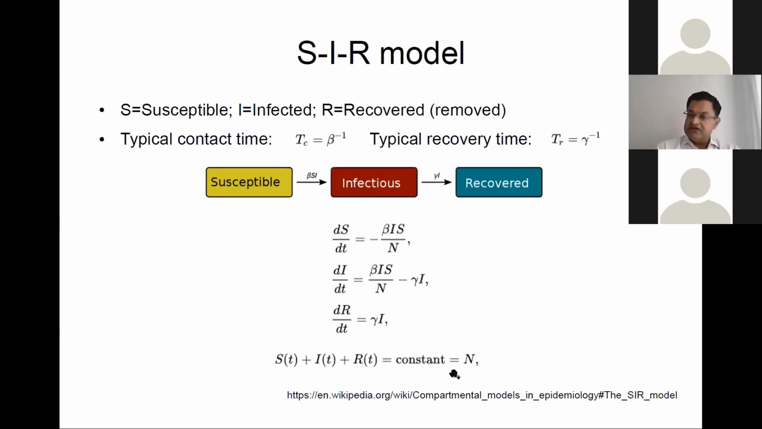Having an equation like this actually allows you to drop the R equation entirely, because you've got one constraint. It was a system of three differential equations with one constraint, so it's effectively a two-dimensional system. So we will retain the equations for S and I.